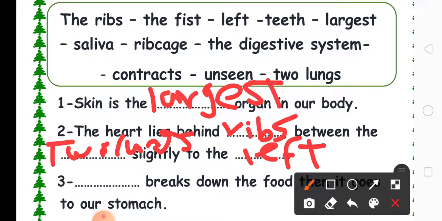Which breaks down the food, then it goes to our stomach. Yes, junior 3. Which breaks down the food? Yes, saliva. Saliva breaks down the food. Saliva in the mouth is a liquid that breaks down. What's the meaning of breaks down the food? That means change the food into small pieces. So which breaks down the food? Saliva.